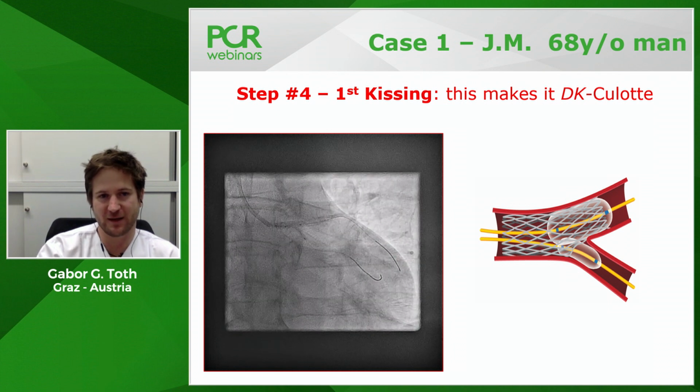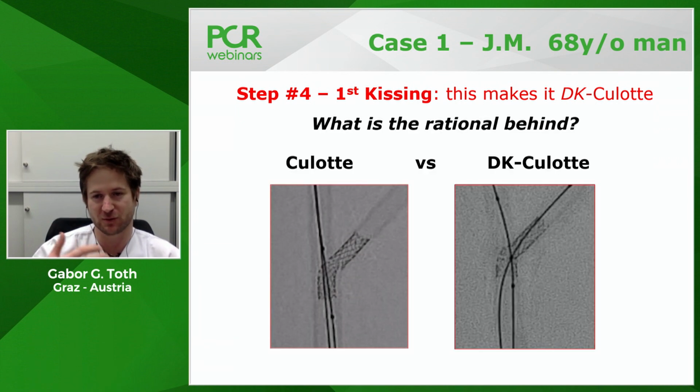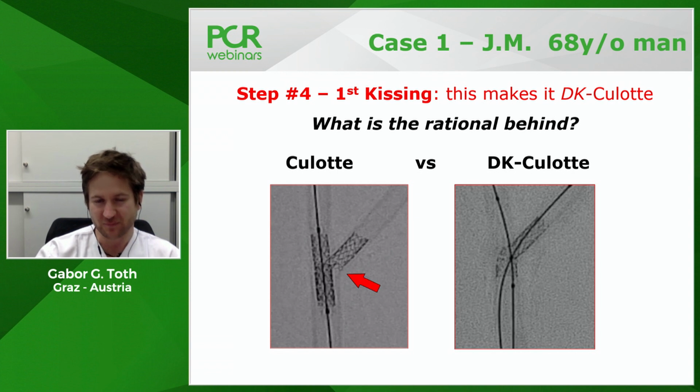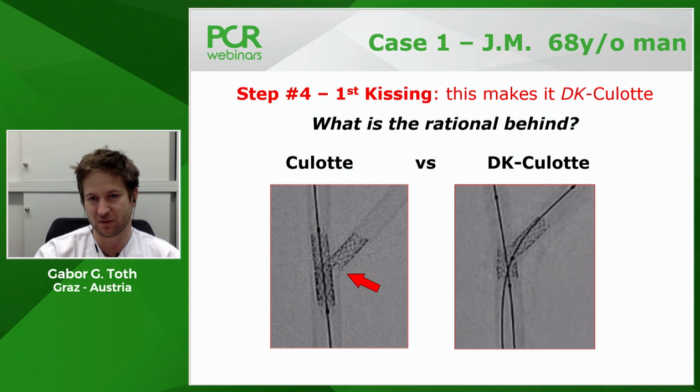As you see, this kissing dilation here, until now we did provisional technique. But I would strongly recommend to do this kissing dilation even in the case when you have in mind that you will do culotte, so kind of turn culotte into a DK culotte approach. And why? You will see here in the image on the bottom. So left is the conventional culotte when you just open up towards the unstented vessel and put the stent. And look at what this red arrow shows, how much metal is pulled away from the previously stented segment, and how it looks if you performed kissing dilation before, you see on the right, so a kind of DK culotte approach.